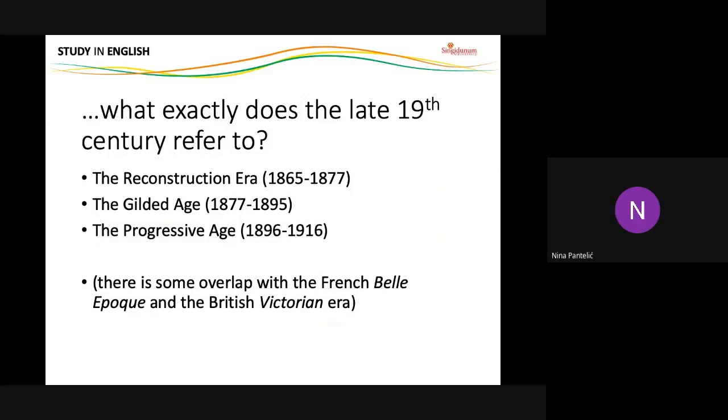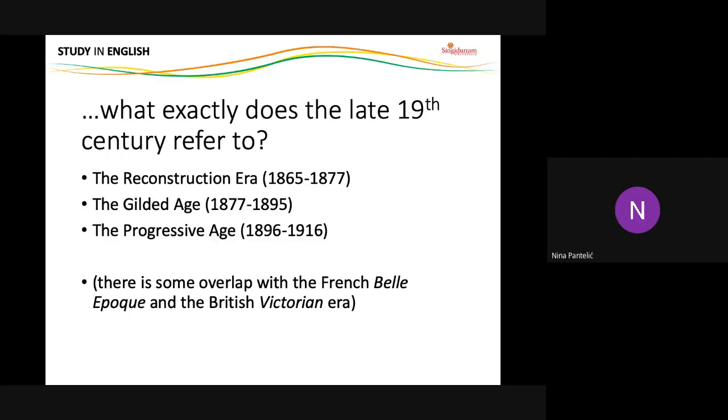These years are later followed by the Progressive Age, which sort of is the tail end of the 19th century, but also continues into the 20th century. I'm going to focus on just the Gilded Age at the moment. But I also wanted to mention that there is a little bit of overlap with the Belle Époque era in France and with a certain part of the Victorian era. Obviously, the Victorian era started much earlier, but a lot of what we imagine when we think about the Victorian era is the later half.